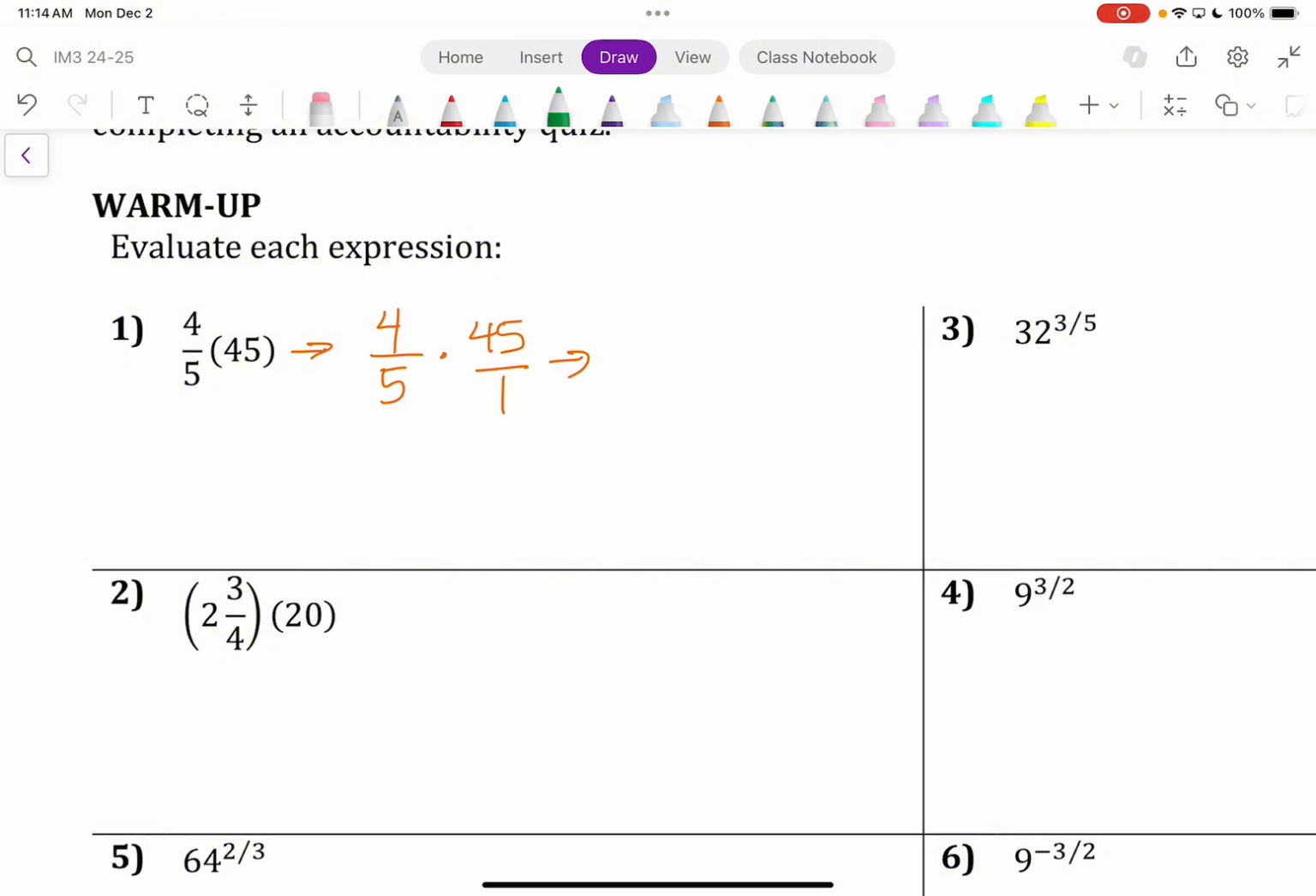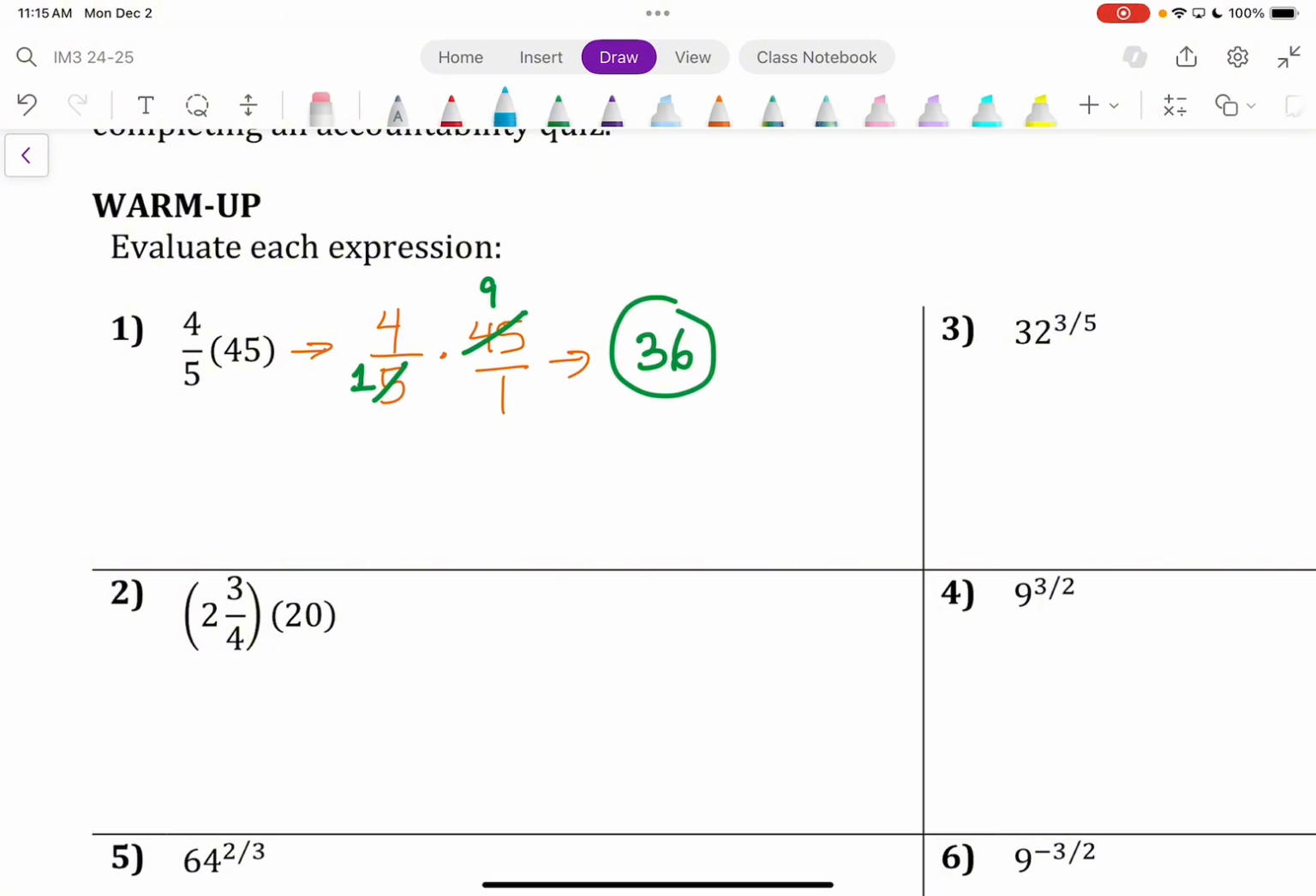Hopefully you remember this from multiplying fractions, but you actually can reduce some numbers if you find a common factor. Here I know 5 goes into 5 once, and I know 5 goes into 45 9 times. So I can rewrite this as 4 over 1 times 9 over 1, which will give me 36 as my final answer. Now, that's if you use this approach.